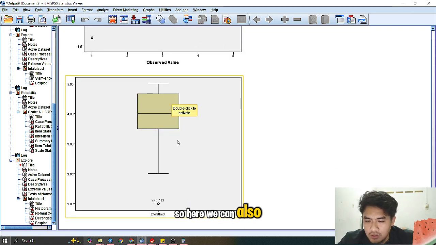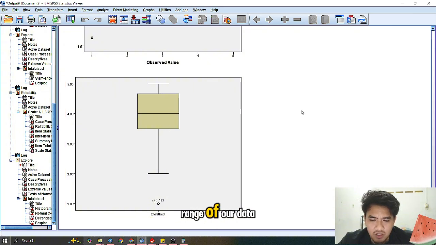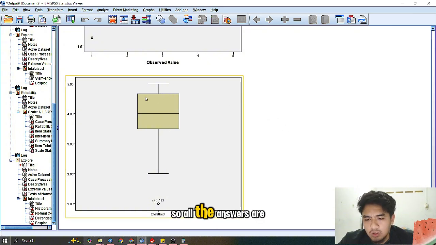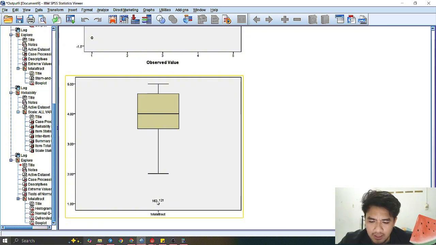So here we can also see the box plot, which shows the range of our data. All the answers vary within this range of data, so we can see the range of this box. But there are two respondents, respondent 121 and respondent 162, who are too far away from the range of the answers that we want.